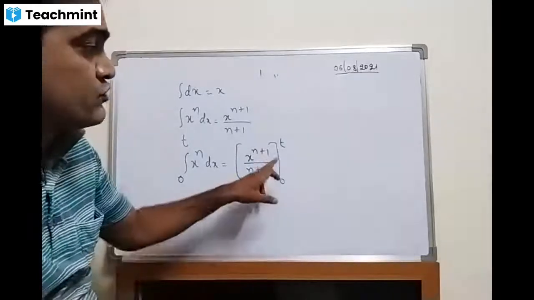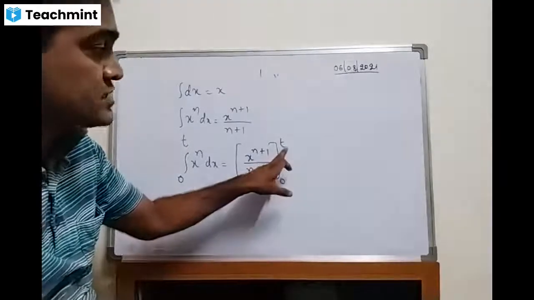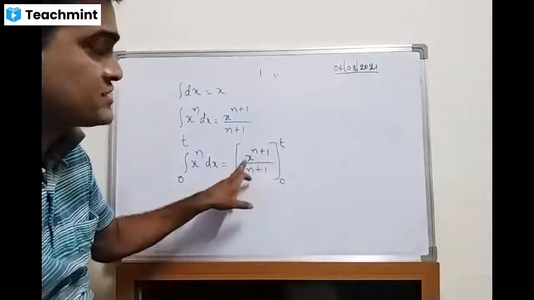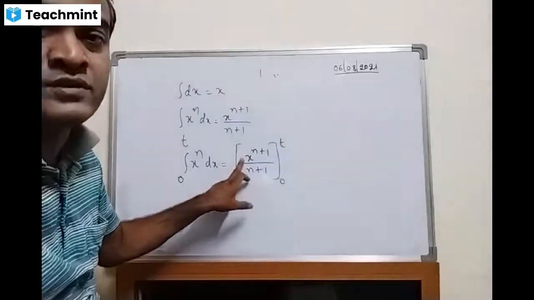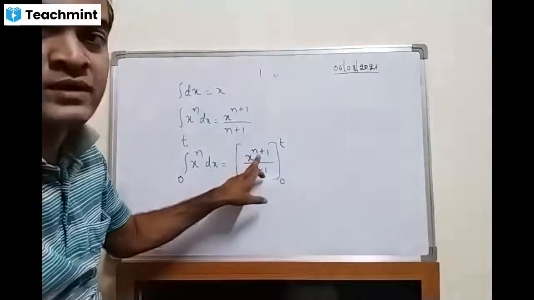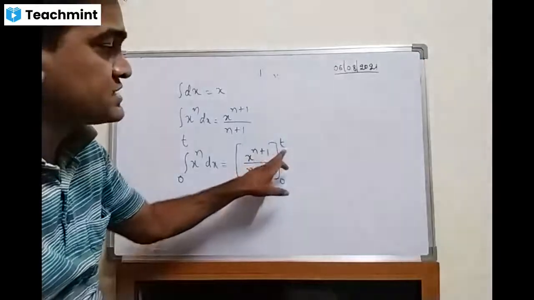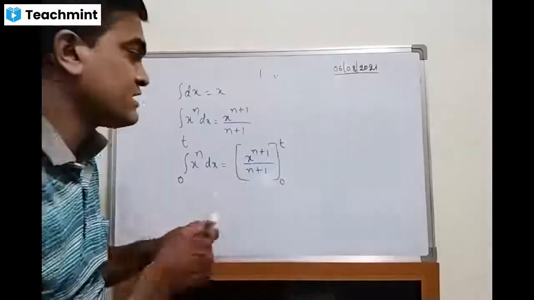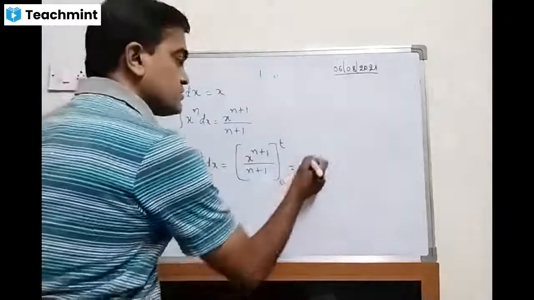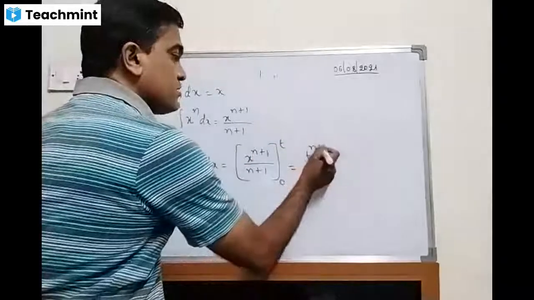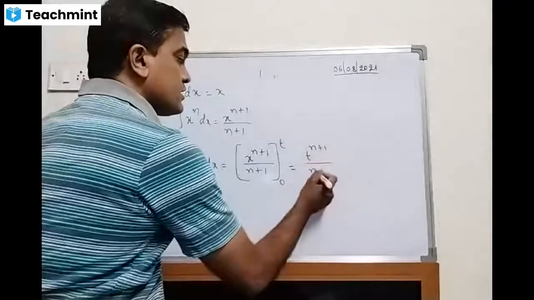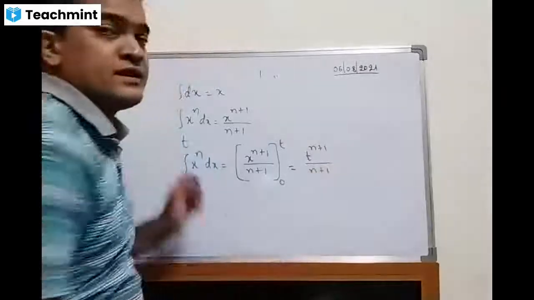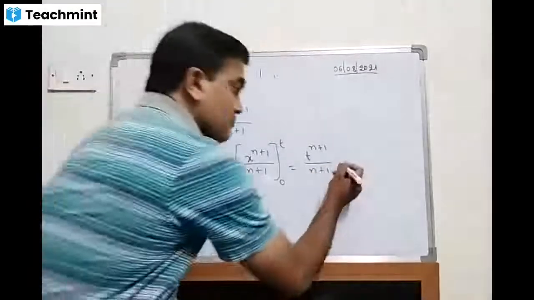Now what you have to do is, first you have to substitute the value of t in place of x, because x is variable, n is not variable, n is constant. So first substitute t in place of x. So what will I get? T to the power of n plus 1 by n plus 1. Let's put the symbol minus.